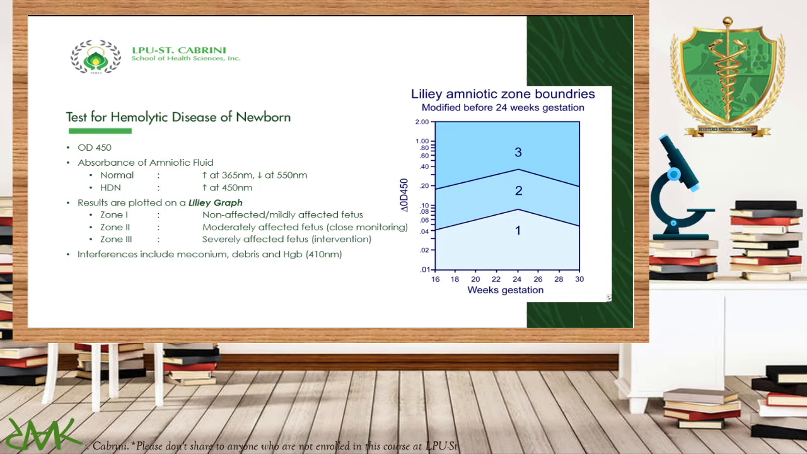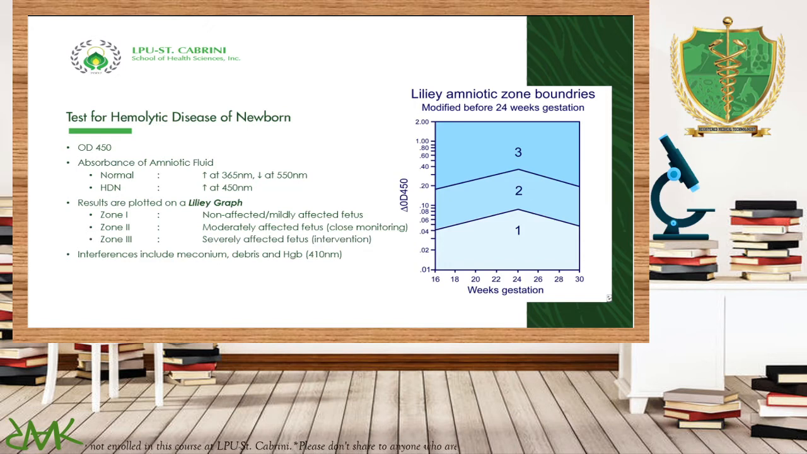Okay? So the results of the analysis of our amniotic fluid for the test for hemolytic disease of the newborn is plotted in the Liley graph. Zone 1 indicates a non-affected or mildly affected fetus. Zone 2 indicates a moderately affected fetus, and that suggests close monitoring. Zone 3 suggests a severely affected fetus, and it means intervention is required.